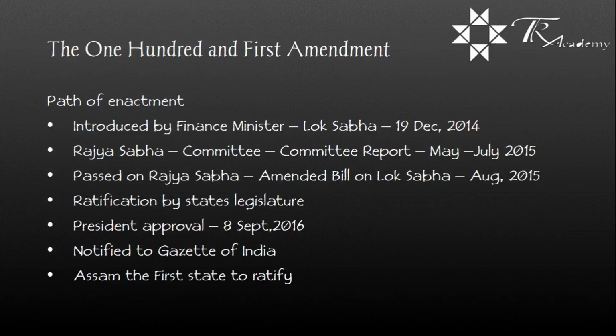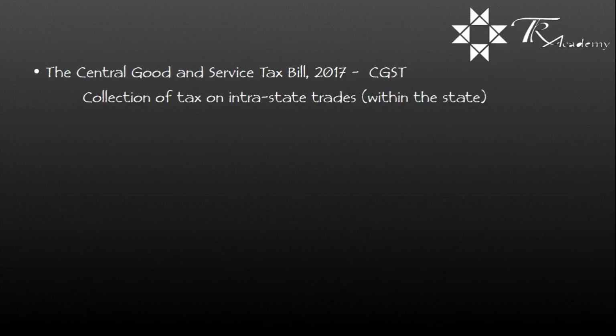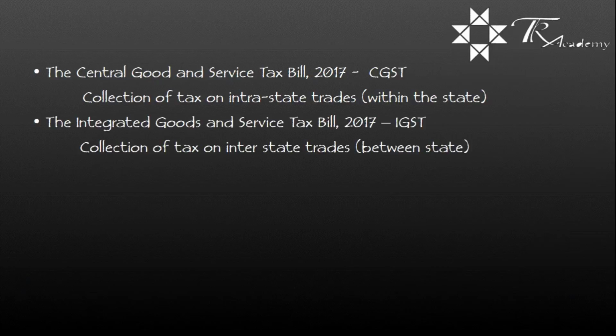So let's see what the 4 bills are that are going to be passed. The first one is the Central Goods and Service Tax Bill of 2017. This talks about the levy and collection of tax on intra-state supply of goods or service, or both, by the central government. So it's going to be completely within the boundaries of a particular state. The second is the Integrated Goods and Service Tax Bill of 2017. This is going to be on the interstate supply of goods or service, or both.